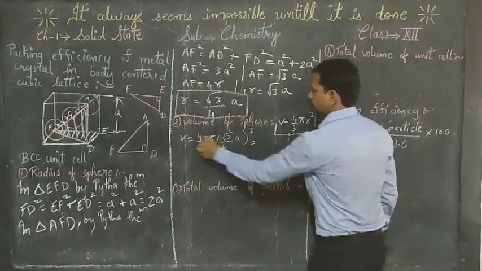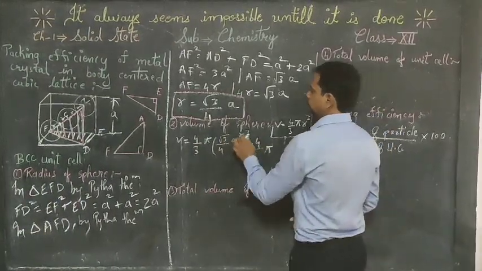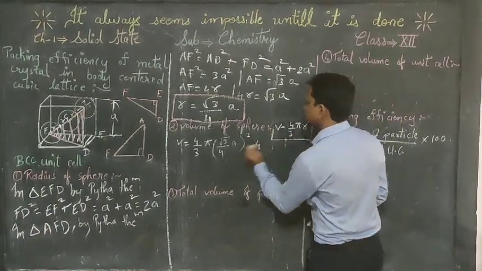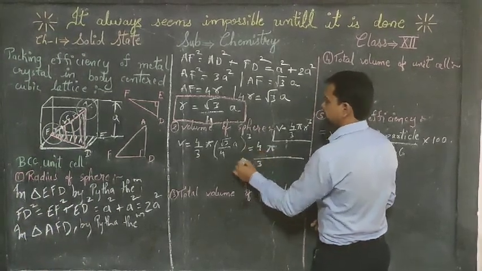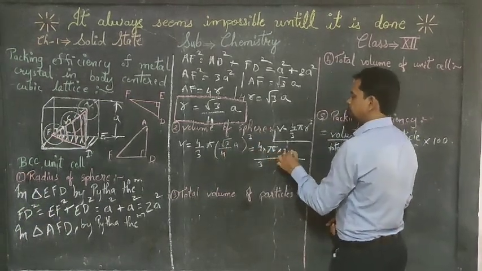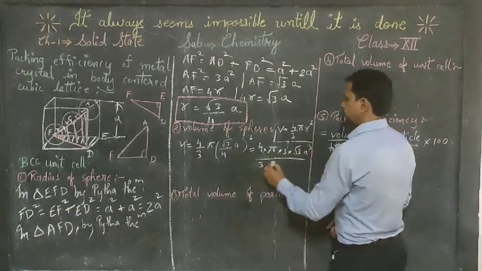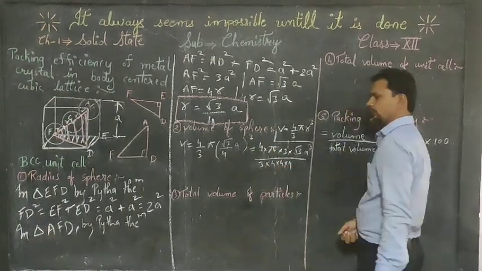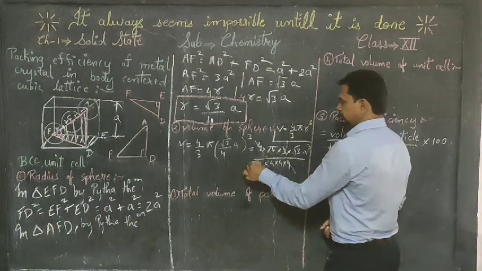So it will become 4 by 3 pi as it is, root 3 cube. Root 3 square will become 3, and 1 root 3 will be remaining. And then a cube divided by 4 cube. Multiply by 4, multiply by 4, multiply by 4. This 1 4 will get cancelled with this 1 4 of numerator. This 3 will get cancelled with this 3.